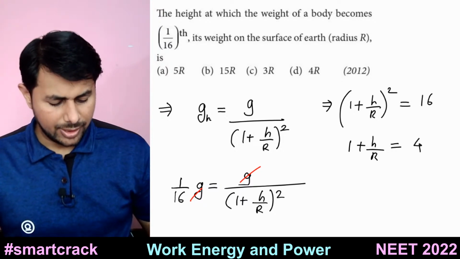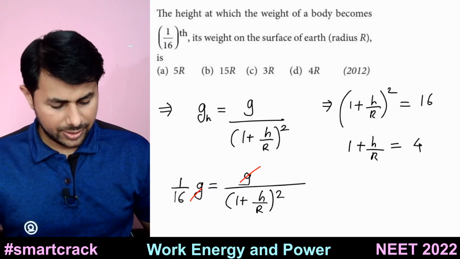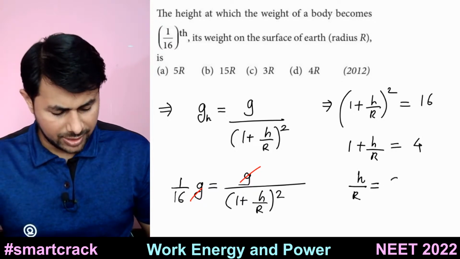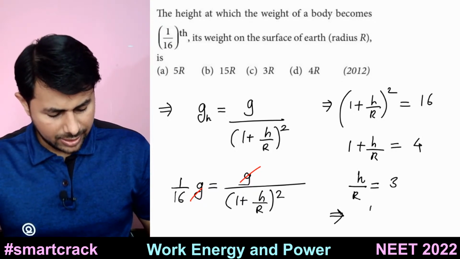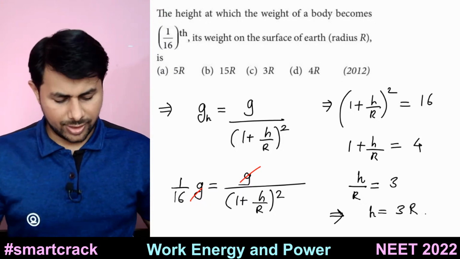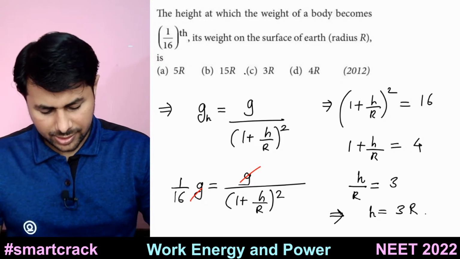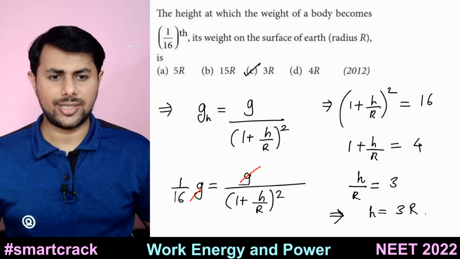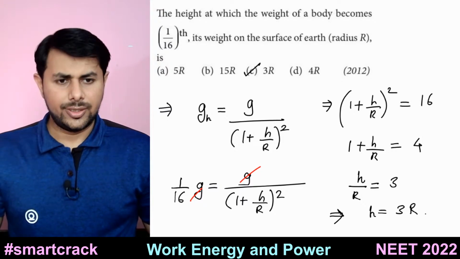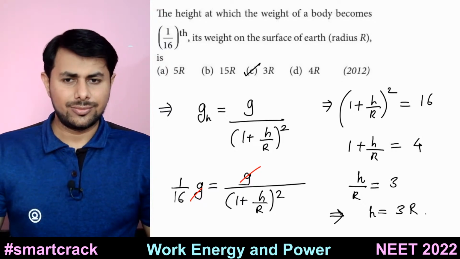So this is 4. So let's take 1 on the other side. So it is h upon r gives us 4 minus 1, that's 3. And that means h is equal to how much? It is 3 times r. So 3 times r is the answer. Option C. Very straightforward. Okay. Yes. Is it clear?